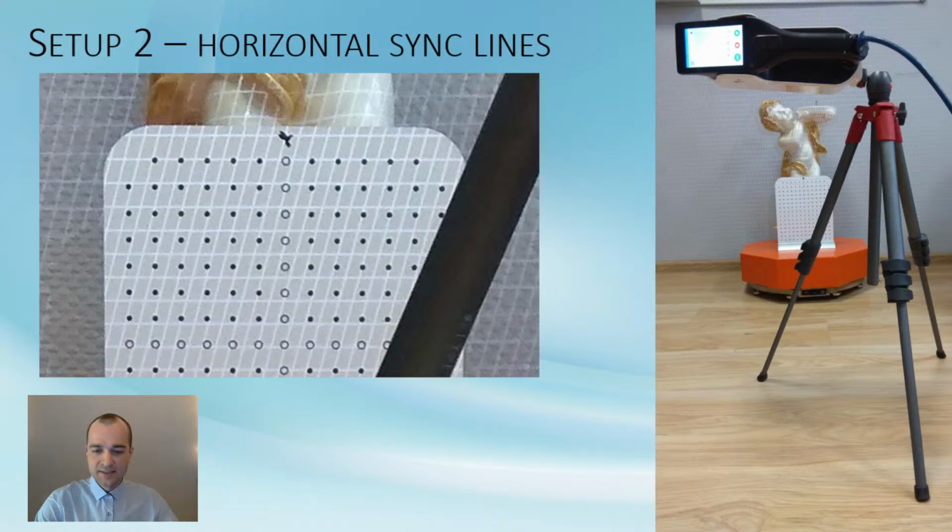On our second setup, I'm positioning those sync lines horizontally. In order to do this, I'm tilting the scanner 90 degrees counterclockwise, as you can see in this picture here. This will be our setup number 2, and I'm going to show you in a minute what kind of results you can achieve with this and why it's not the best condition to scan.